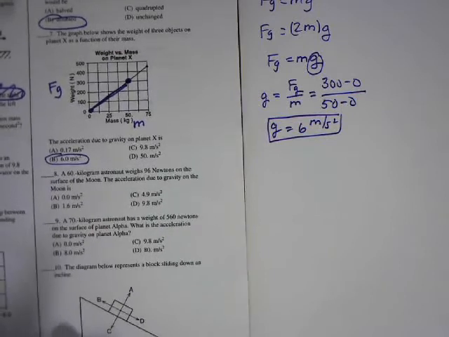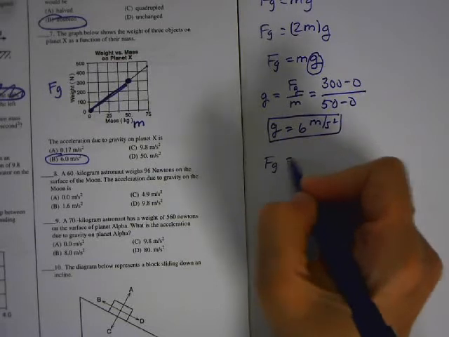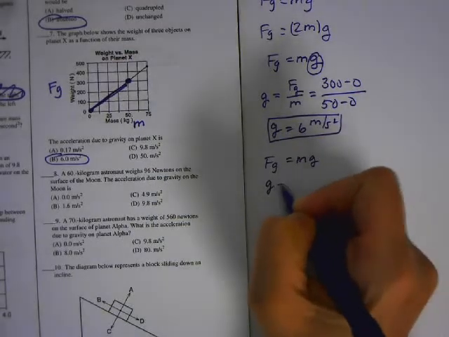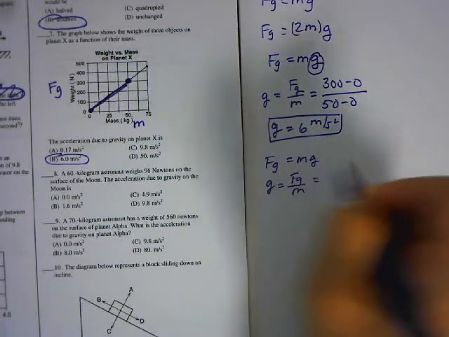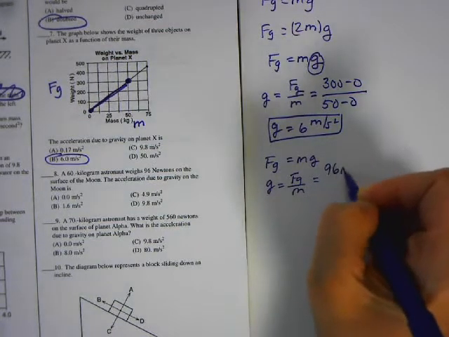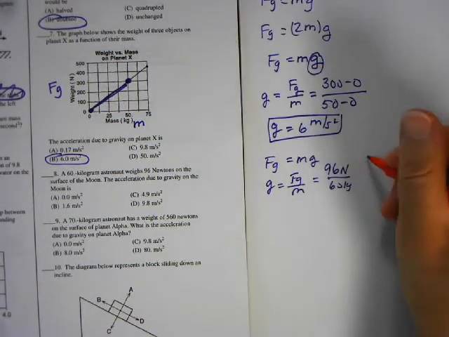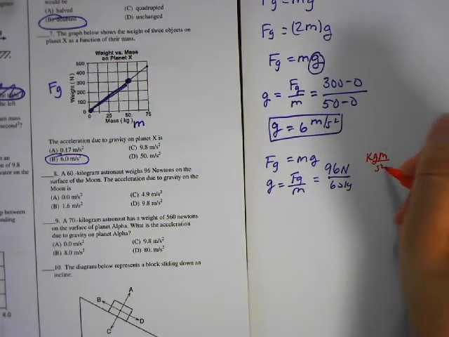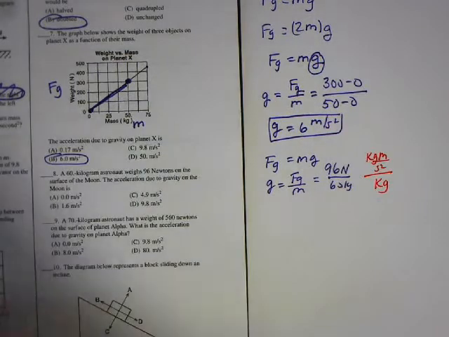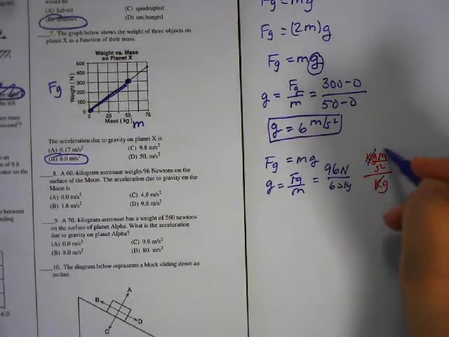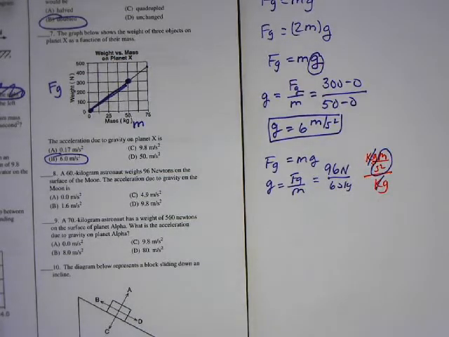All right, number 8. A 60-kilogram astronaut weighs 96 newtons on the surface of the moon. The acceleration due to gravity is... so this is again, F of g is mg. So g is equal to F of g over m, which is 96 newtons over 60 kilograms. Now let's remember our units. A newton is a kilogram meter per second squared, divided by a kilogram. So these cancel, and I end up with meters per second squared. Is that the correct unit for acceleration? It is.